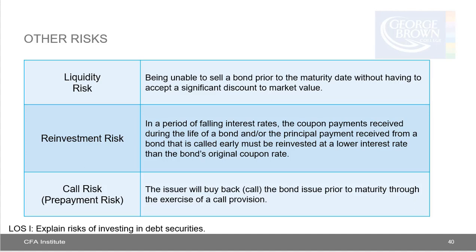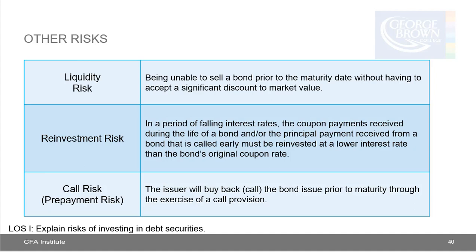So anytime there's low liquidity in any security, that is liquidity risk, because it creates a bigger spread between the bid and offer, or the bid and ask. Okay. So same thing with bonds. Liquidity risk is being unable to sell the bond prior to the maturity date without having to accept a big discount to the market value, because there's low liquidity.